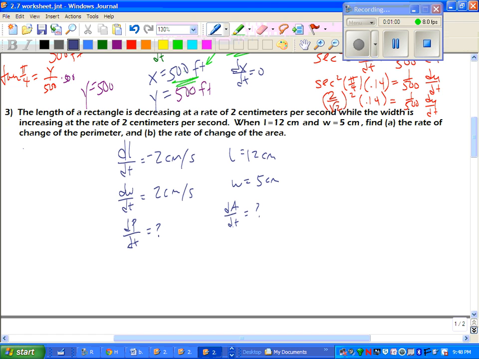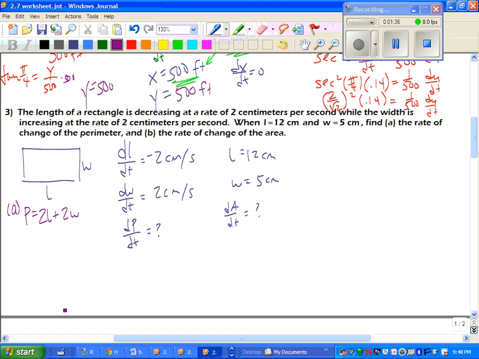So let's look at this. We've got a rectangle. This is our length, and this is our width. For part A, we want to find dP dt, the change in perimeter with respect to time. So perimeter is just when we add up all the sides. So we're going to have 2 lengths and 2 widths. So it's going to be 2L plus 2W.